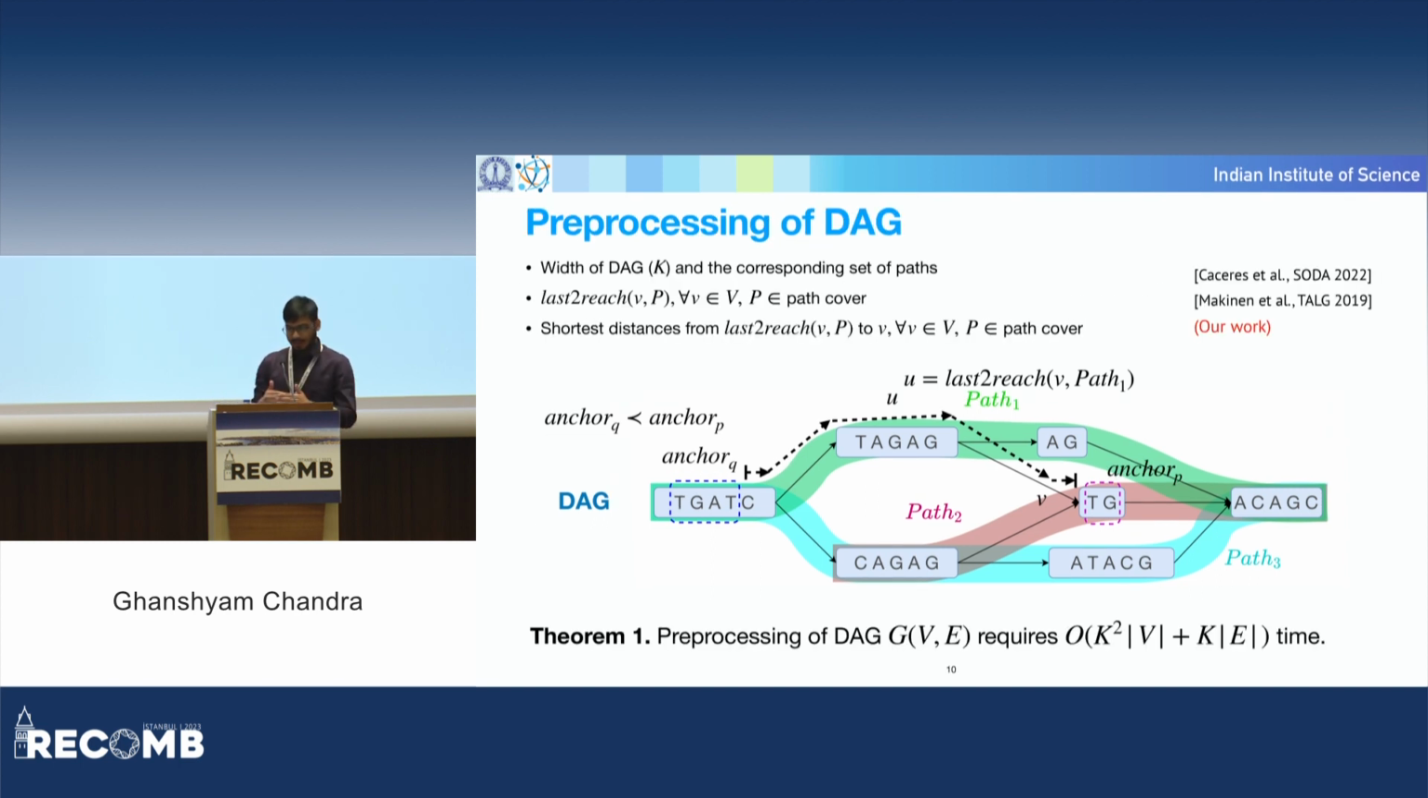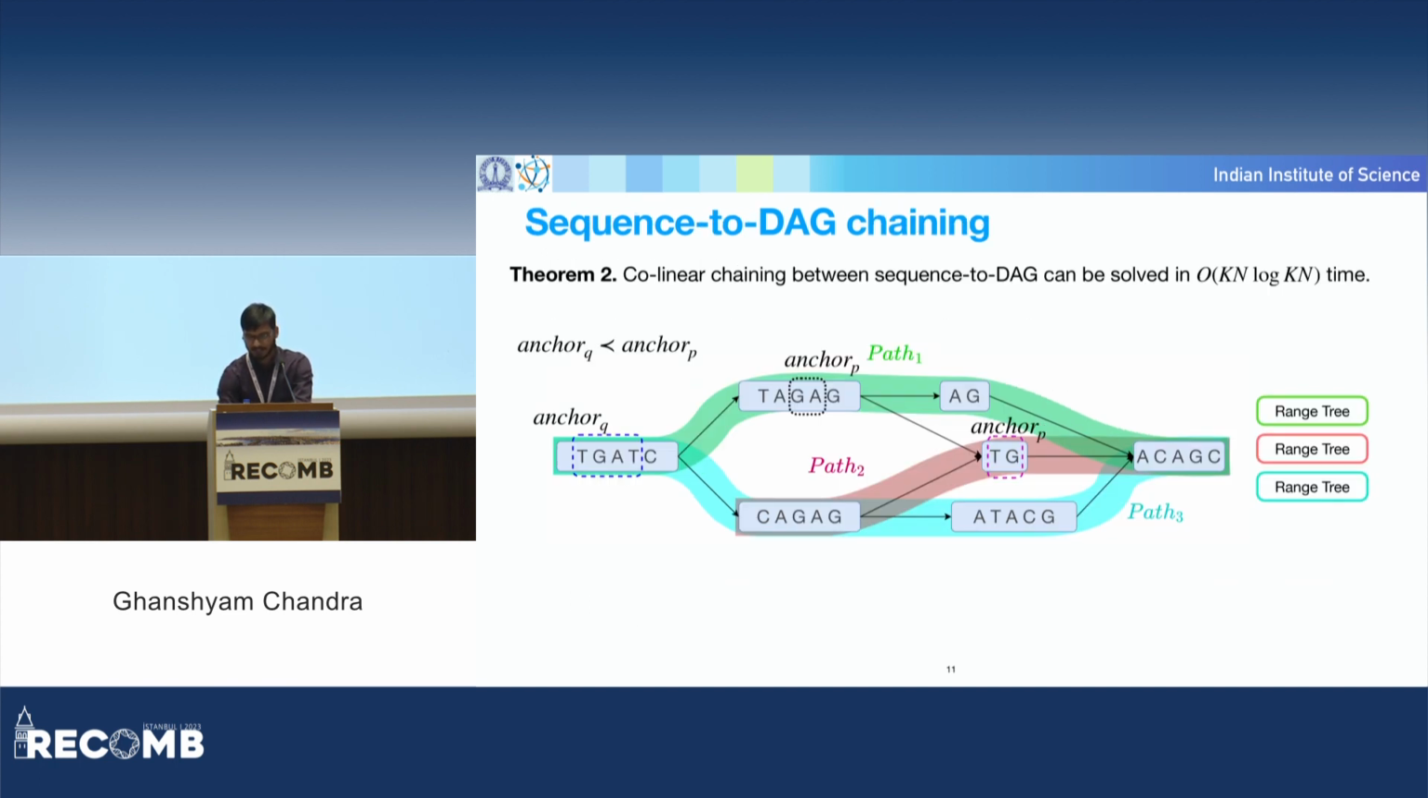Now, given a pre-processed DAG, on each path we maintain a range tree. So just take an example. For green path, we maintain a green range tree. For pink path, we maintain a pink range tree, and so on. Now, based on the precedence definition of anchors, we'll have two possibilities here. The first is where both the anchors are lying on the same path. So anchor q precedes anchor p, and both are lying on the same path.